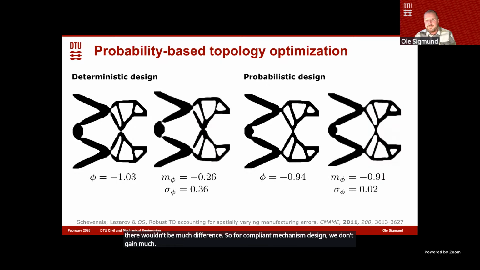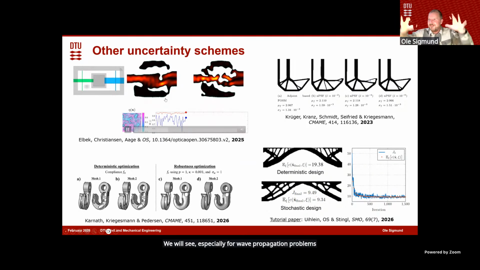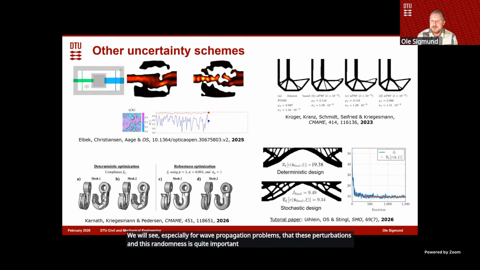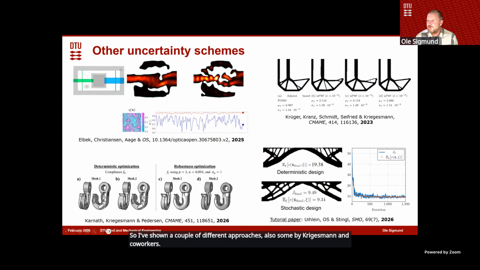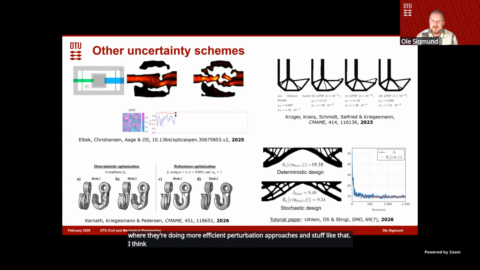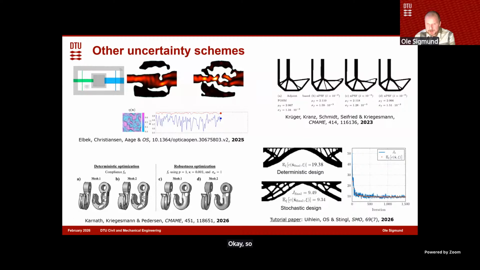But if we look out in the literature and recent studies, we will see, especially for wave propagation problems, that these perturbations and this randomness is quite important to get better designs. So I've shown a couple of different approaches, also some by Kriegesmann and co-workers, where they're doing more efficient perturbation approaches and stuff like that. I think there's a lot of activities and a lot of interesting things to do in that area. So I'm recommending it for further research. Okay, so now this was the robustness.